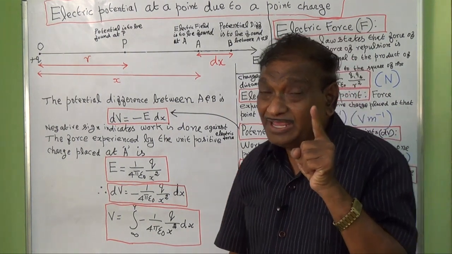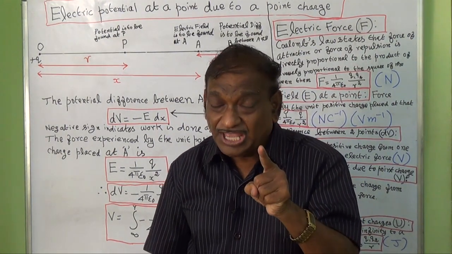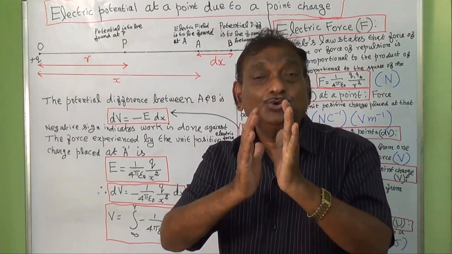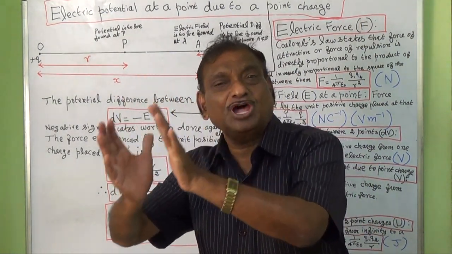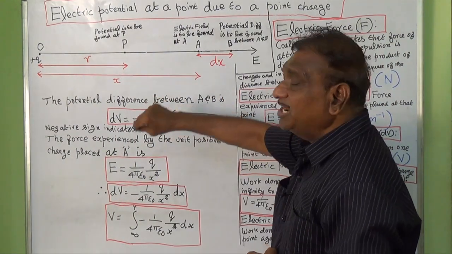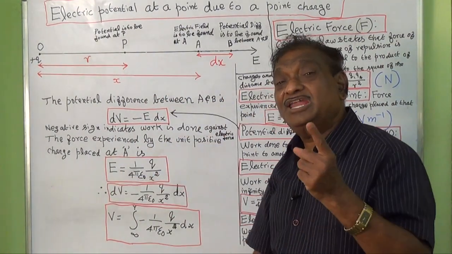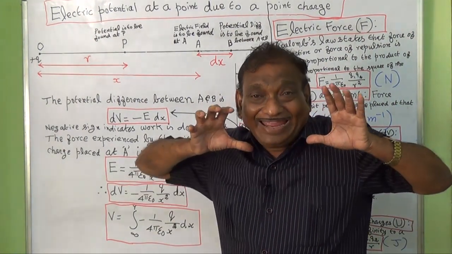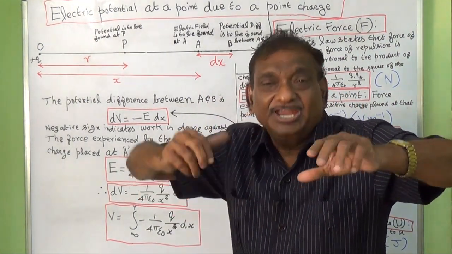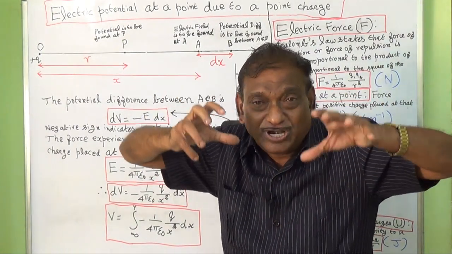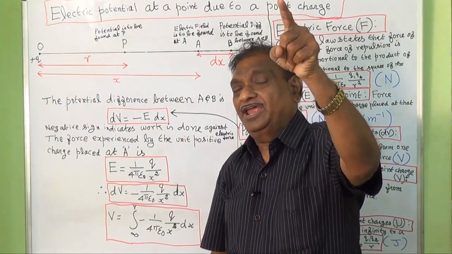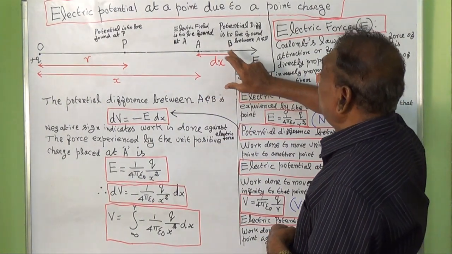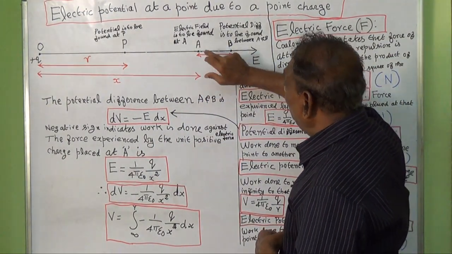We know that in physics, the formula for work done is force into displacement in the direction of the force. Why has the minus sign been inserted? The minus sign has been inserted because the work is done against the electric force. In this case, the work is done against the repulsive force. That is, the work is done to move the unit positive charge from B to A.